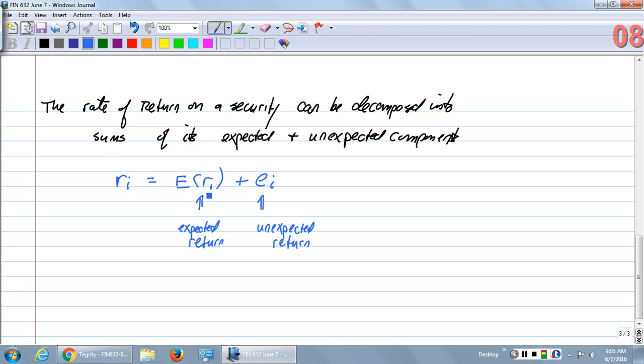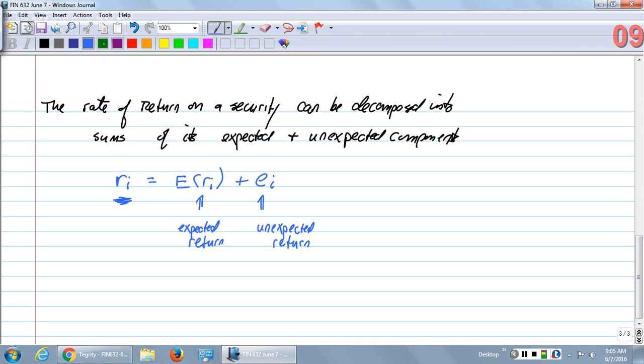But something may happen this next month, or this next week, or today, that's going to impact the return on Walmart. Some new information, something that was not expected. So ultimately, then, the rate of return that we earn is equal to what we expected plus our response to something that was unexpected.